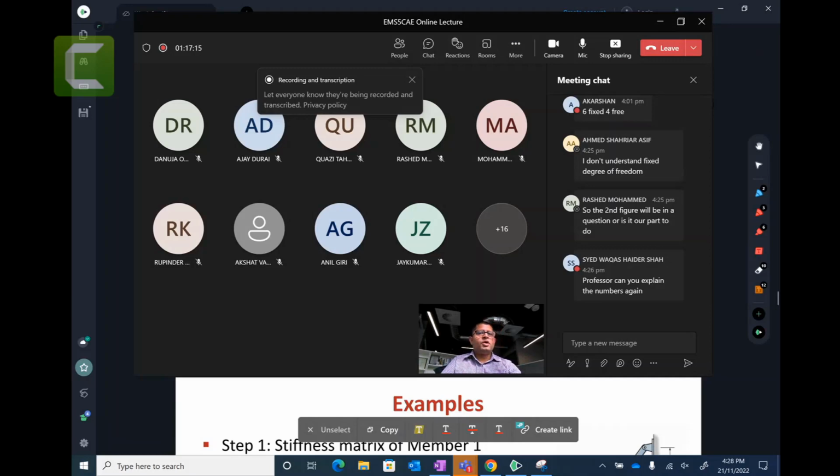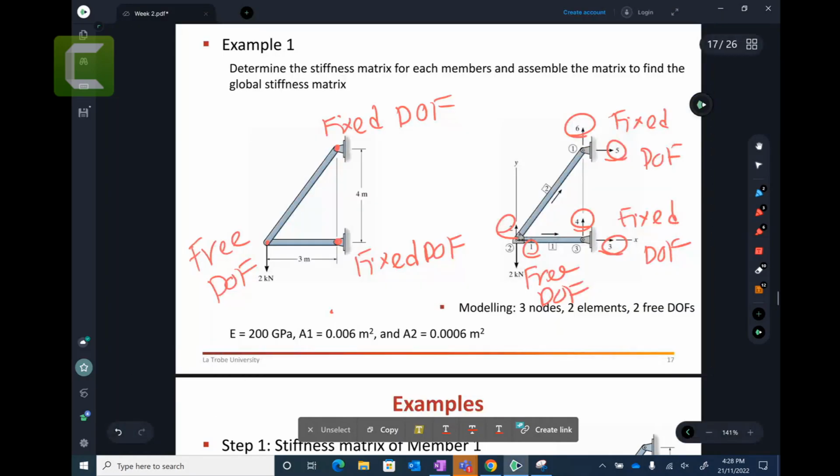Ahmad Asif, what about you? Can you do the fixed and free degrees of freedom? You need to look at when you have supports, a pin has 2 fixed degrees of freedom. A roller has 1 fixed degree and one free degree of freedom. If you have a point where there are no supports, it has free degrees of freedom.